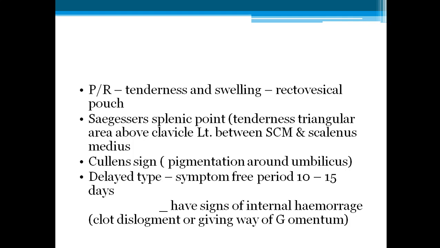You may get pigmentation around the umbilicus because of the coagulated blood tracking through the falciform ligament. It's called the Cullen sign. In the delayed type, there may be a symptom free period of 10 to 15 days for the signs to appear.